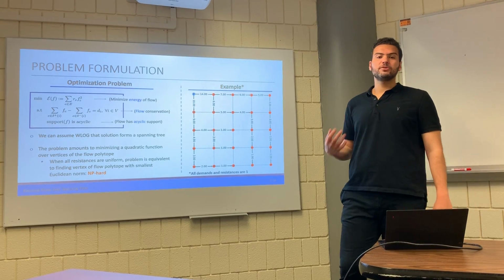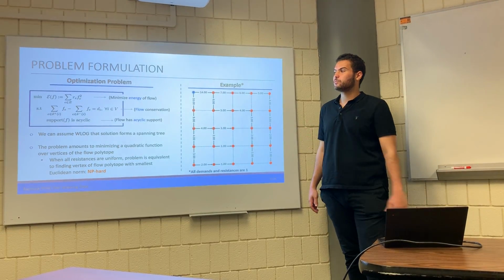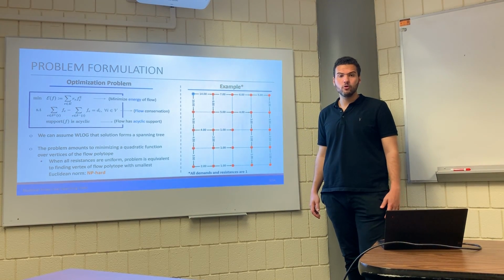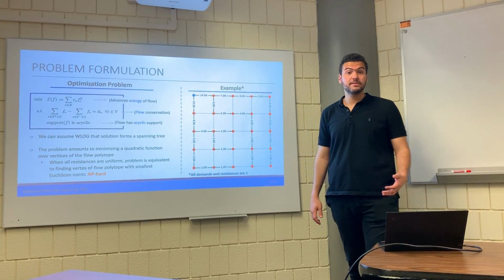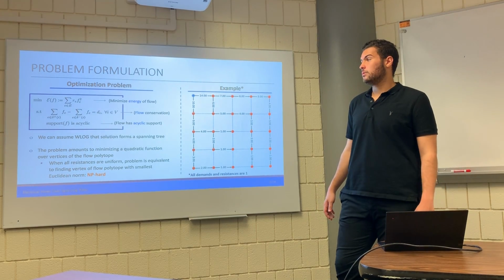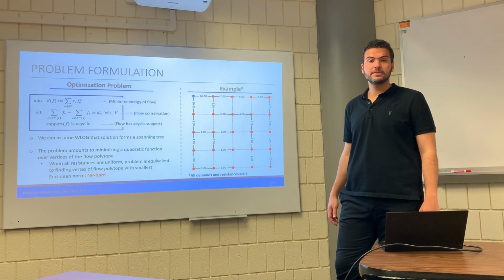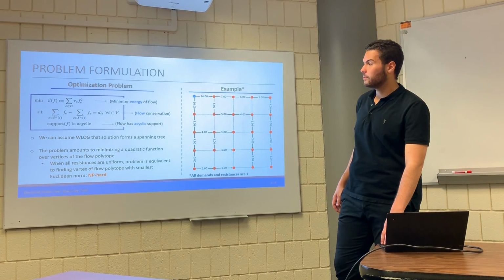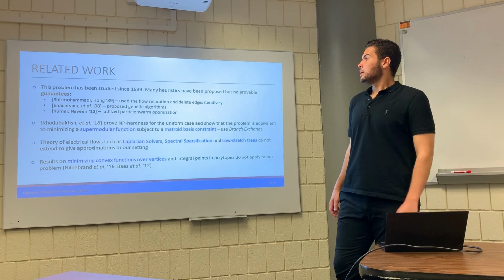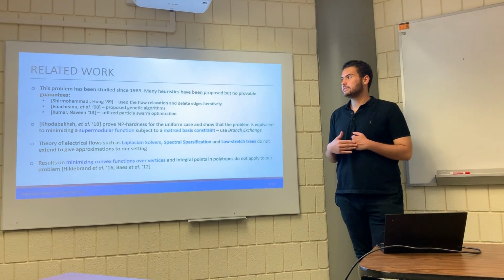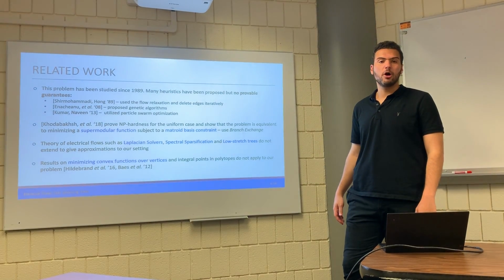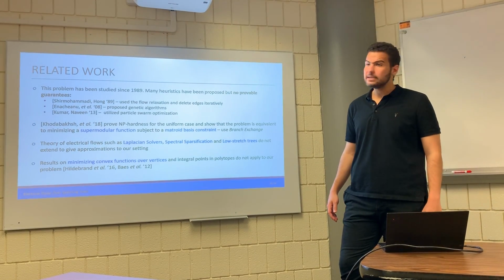Using this observation, an equivalent view of this problem is minimizing this quadratic objective over vertices of the flow polytope. In particular, when all the resistances are 1, then this problem amounts to finding the vertex with the smallest Euclidean norm. And this problem was shown to be NP-hard. This problem has been looked at since 1989. People have proposed many different heuristics, but no one was really able to offer any provable guarantees.